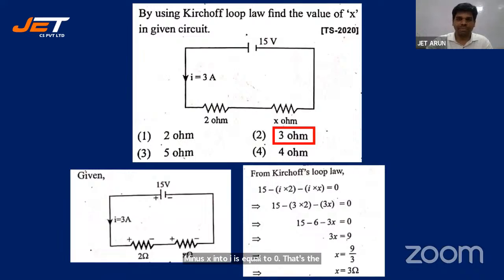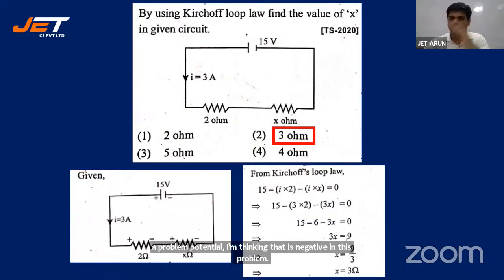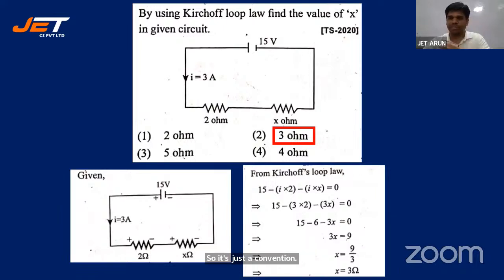That's the loop law. Here the convention is lower potential to higher potential is positive, higher potential to lower potential is negative. So when I cross the resistors, I'm going from higher to lower, from this point to this point across 2, from this point to this point across x. So that is a drop in potential. Whenever there is a drop in potential, I'm taking it as negative in this problem. So it's just a convention. Another student can take the reverse convention and get the same answer.